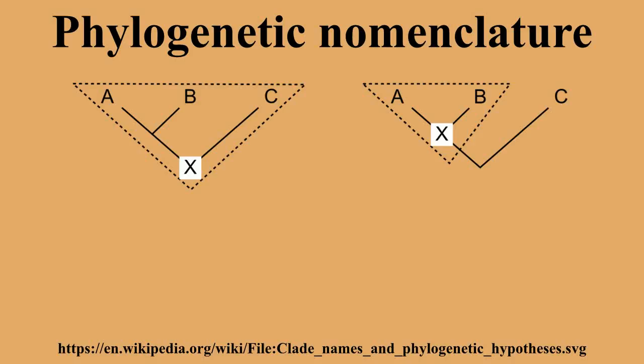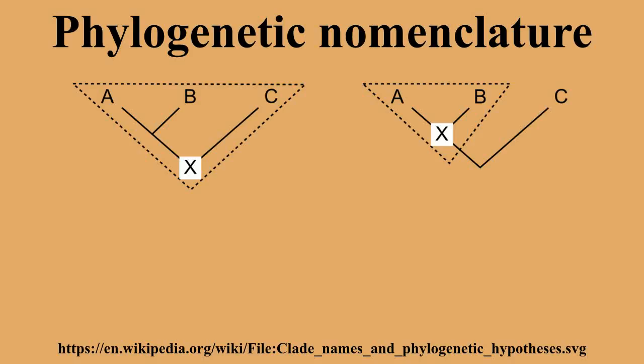A node-based definition could read, the last common ancestor of A and B, and all descendants of that ancestor. Thus, the entire line below the junction of A and B does not belong to the clade to which the name with this definition refers. Example: the sauropod dinosaurs consist of the last common ancestor of Vulcanodon and Apatosaurus and all of that ancestor's descendants. This ancestor was the first sauropod. C could include other dinosaurs like Stegosaurus.